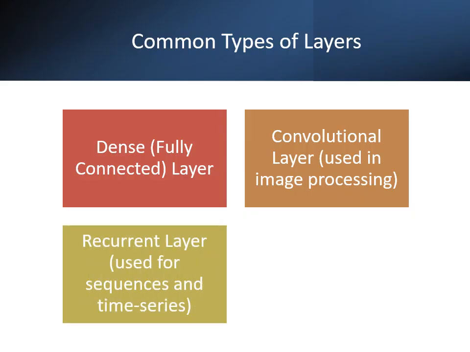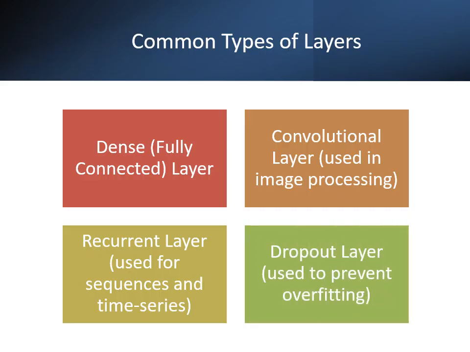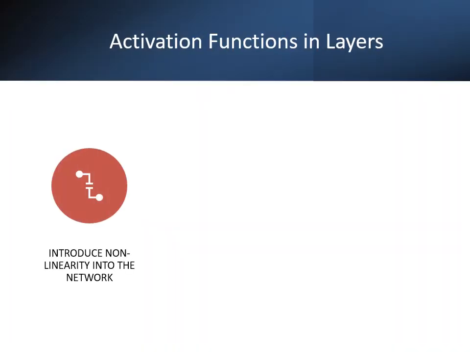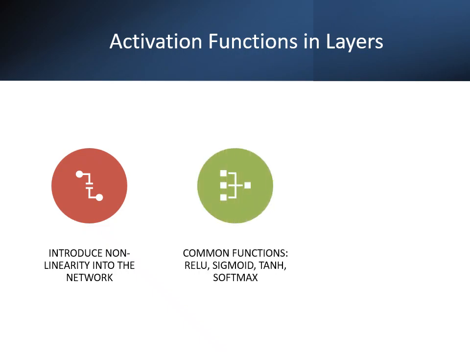Activation functions in layers. Activation functions introduce nonlinearity into the network. Without them, deep learning models wouldn't be very powerful. Popular activation functions include ReLU, Sigmoid, Tanh, and softmax. These functions help the network learn complex, real-world relationships.